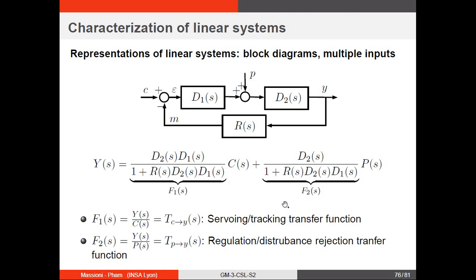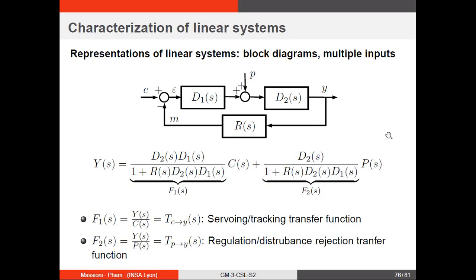I just invite you to notice that the denominator of these two functions is the same, and actually this is always the case when you have a feedback loop with several inputs and several outputs. It doesn't matter which output or which input you take, the denominator of the transfer function is always the same. We can also call these transfer functions by some specific names. This one you can call the servoing or tracking transfer function, and this one is the disturbance rejection or regulation transfer function.